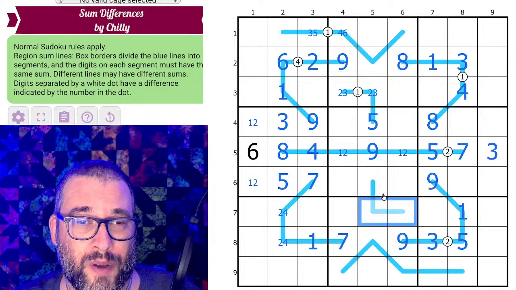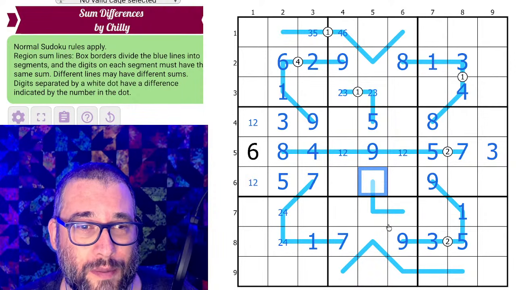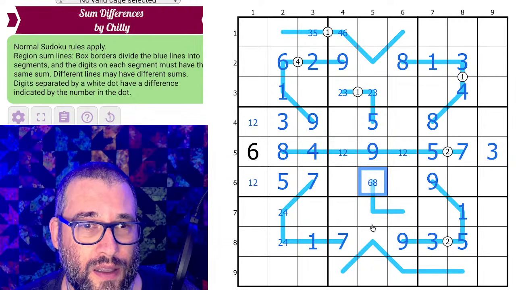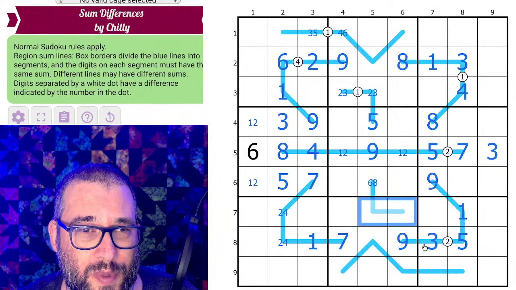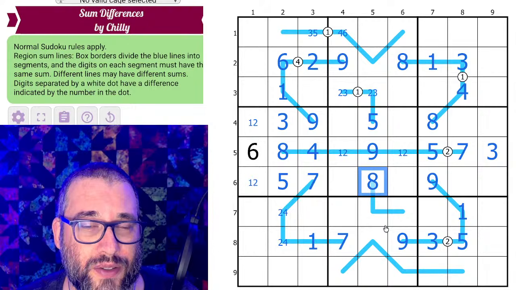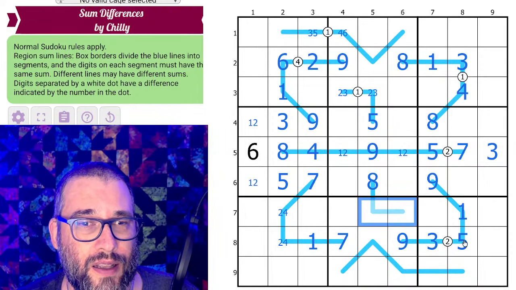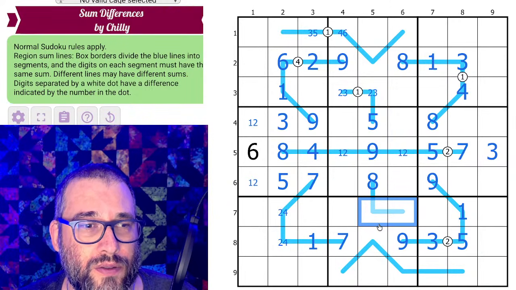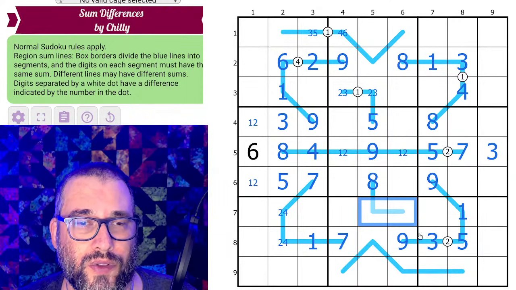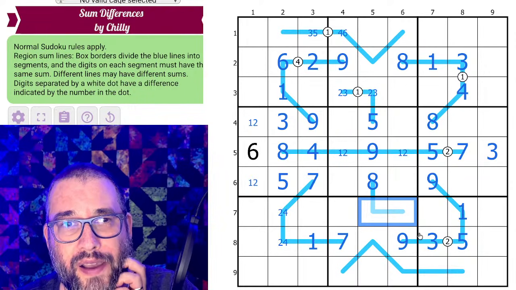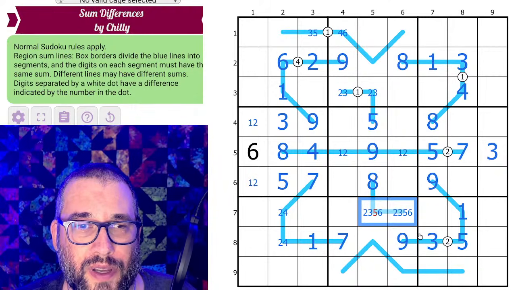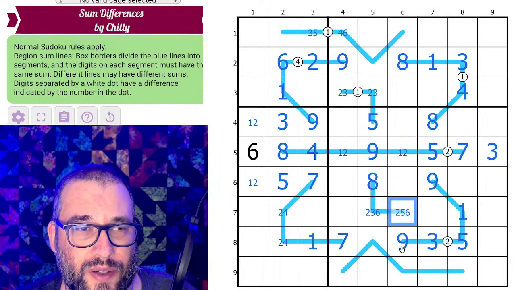This is minimum 2 3s. So this is minimum 5, but it can't be 5. So it is 6 or 8 only. And 6 would have to be 2 4, which it can't be. So this is 8. Not 1 7. So 2 6 or 3 5. That's not 5, so that's not 3.